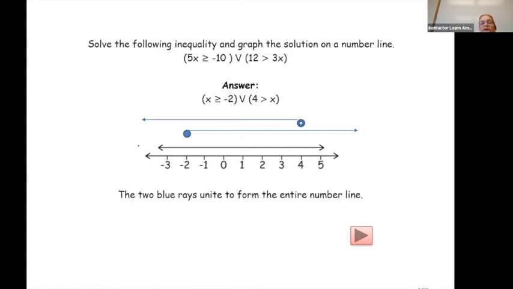Now, because we're including everything that's in both sets, we see that the two blue rays, which show the individual parts of the solution, form the entire number line. So all real numbers satisfy that they are either in this set or in this set.